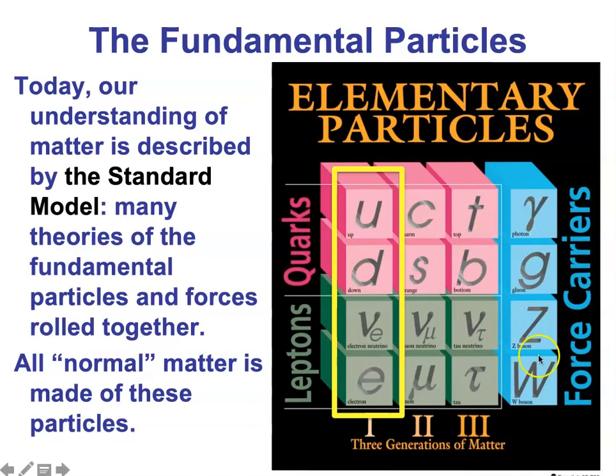And then these particles on the right-hand side, they're called the force carriers, because these are the particles that carry the forces. So photons are particles of electric and magnetic fields. Gluons are the particles that carry the strong force. And I kid you not, they're called gluons because they're what glue protons and neutrons together in the nucleus. And then the W and Z bosons are the particles that carry the weak force.